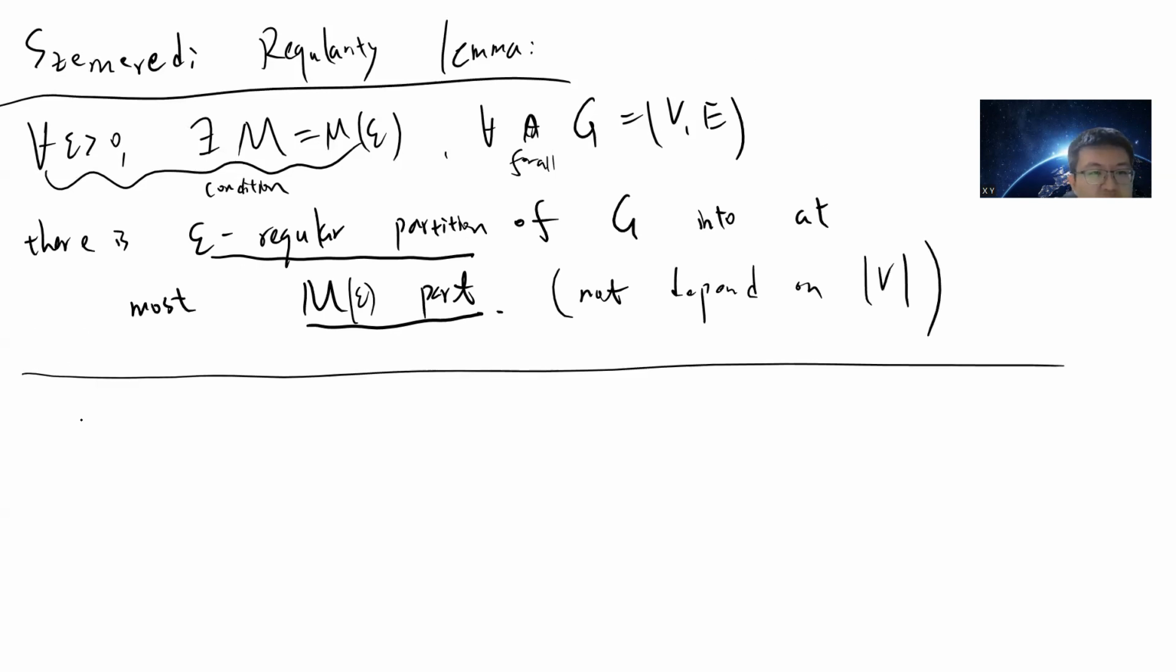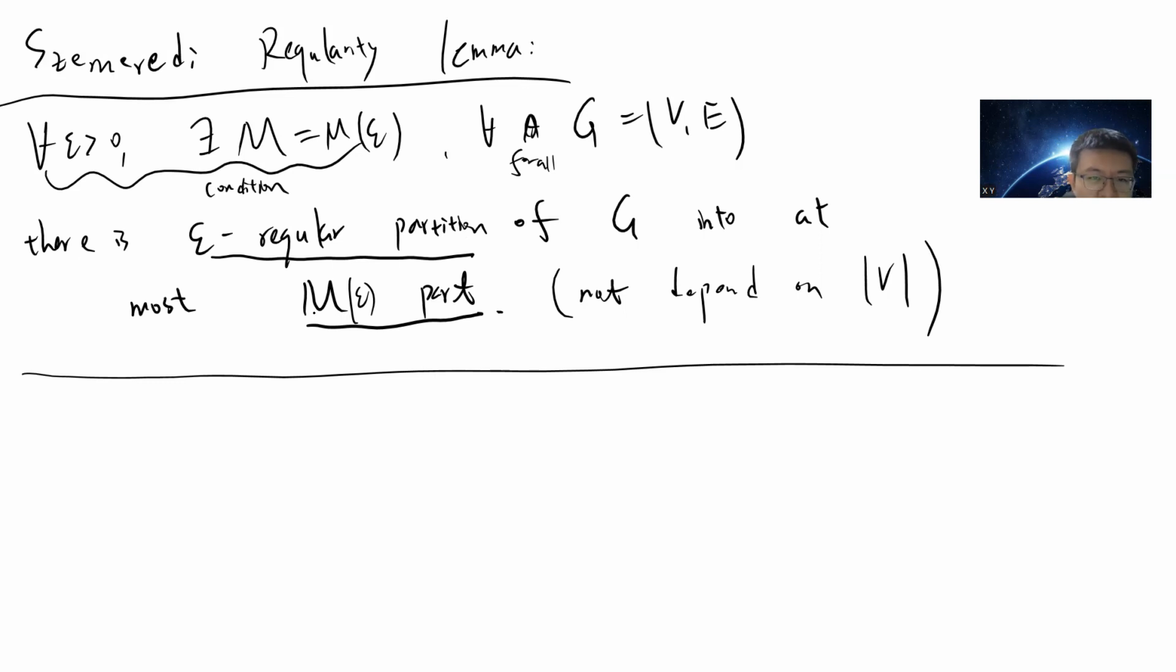So obviously, if you partition your graph so that each vertex belongs to its own part, G has n vertices and you partition into n parts, then obviously it's epsilon regular, right? Because for each part there's only one vertex.